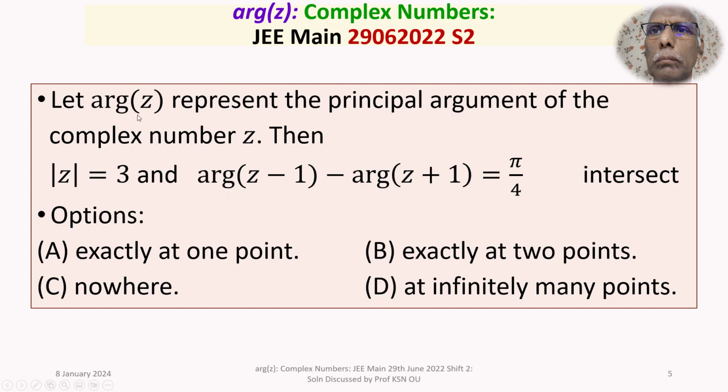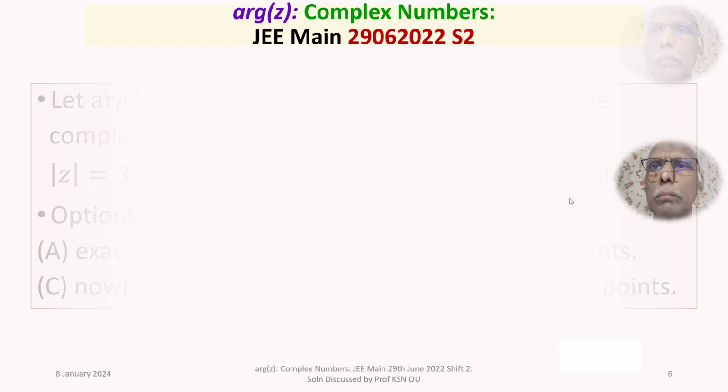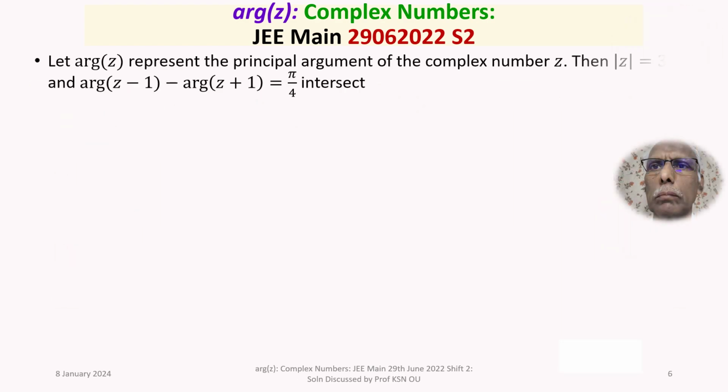In this question, the argument of z represents the principal argument of the complex number. That means the argument of z lies between minus pi and plus pi. We are required to find the number of points of intersection of mod z is equal to 3 and the argument of z minus 1 minus argument of z plus 1 is equal to pi by 4. We now discuss the solution of the problem in detail.